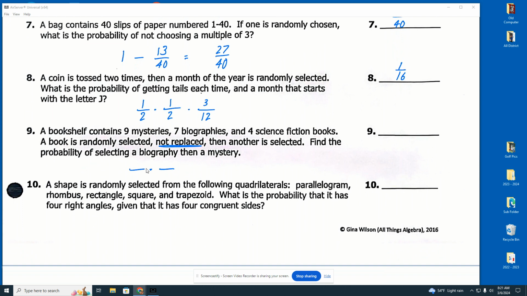So first of all, guys, what's my favorable outcome for selecting a biography? How many biographies were there? 7. What's my total number of outcomes, though? Why'd you get 20? Yes, 9 plus 7, 16, plus 4 is 20 total books on the shelf, right?